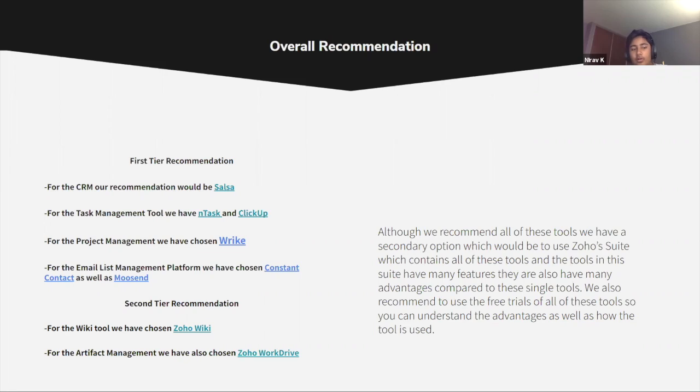So although we recommend all of these single tools, we do have a secondary option which would be great, called the Zoho Suite, which contains all of the tools, including CRMs, wikis, and many more. This suite has many features and many tools. They also have many advantages compared to these single tools. We recommend using the free trials of all these tools before actually buying them, so you can understand the advantages as well as how the tool is used. Zoho has many different packages of tools that you guys can use and is also very great in its price.